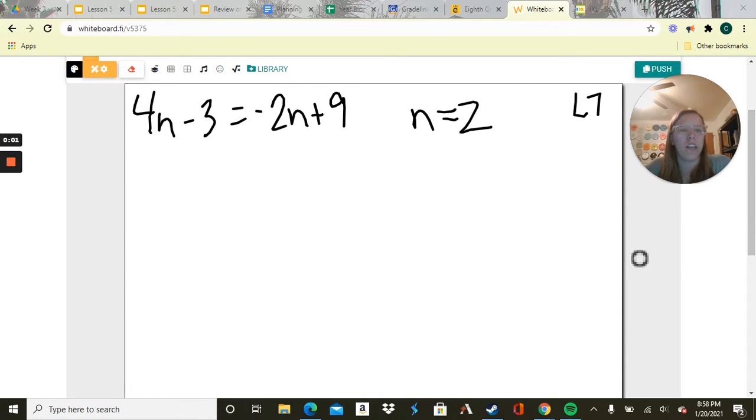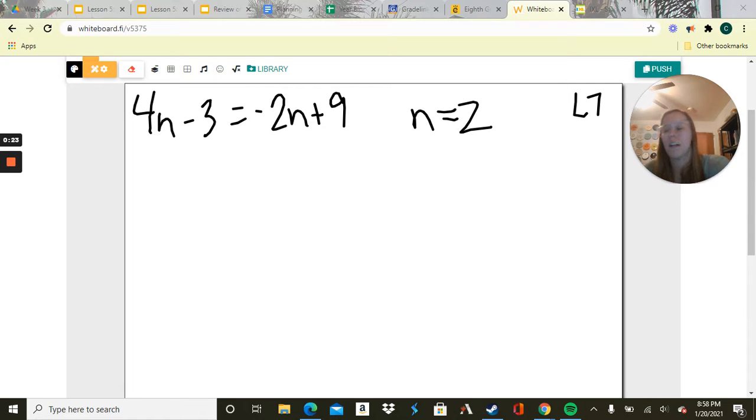Hey, 7th graders, we are reviewing today lessons 7, 8, 9, 10, and 11. So we'll start with lesson 7. It was understanding equations. What we're doing here is trying to find out if negative n equals 2 is a solution to the equation.